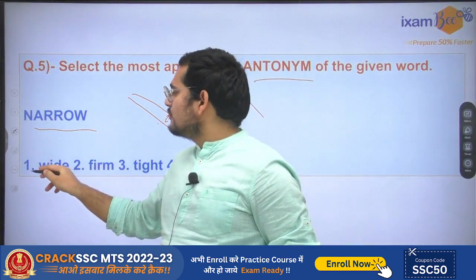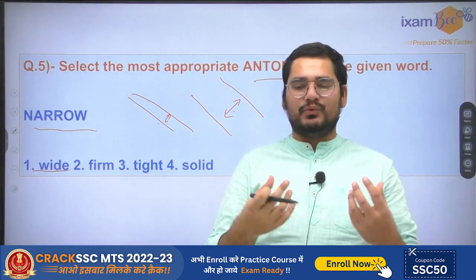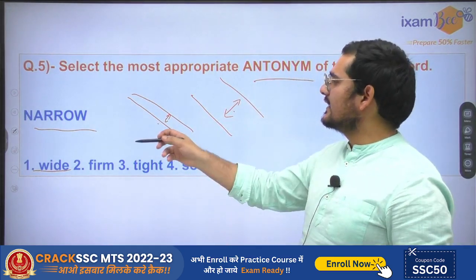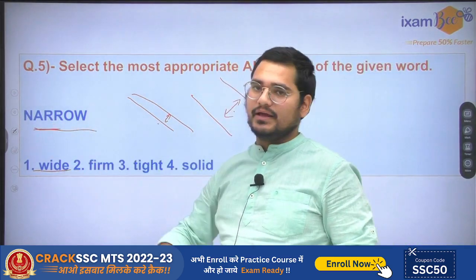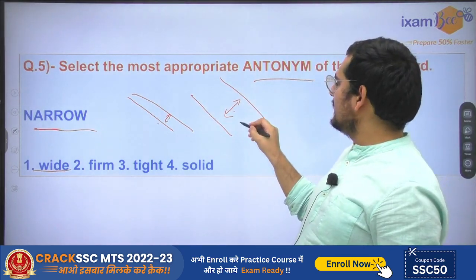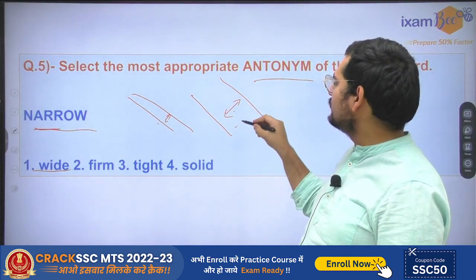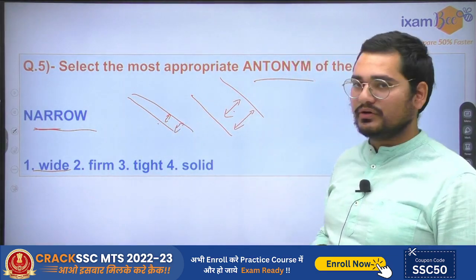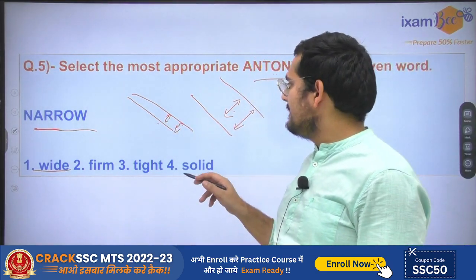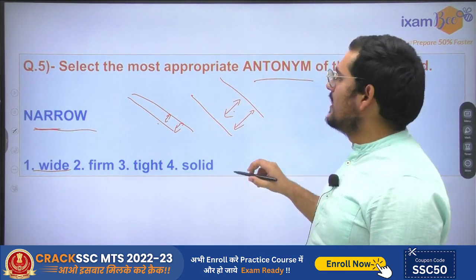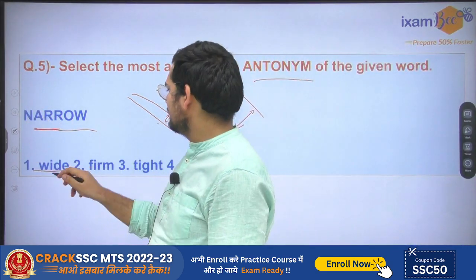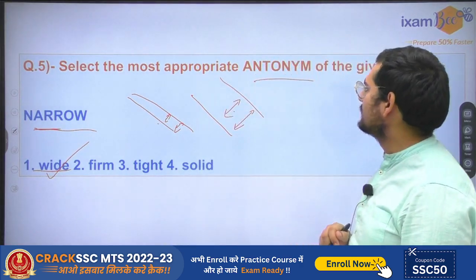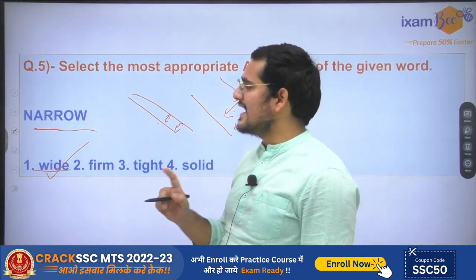So the antonym would be wide. Wide means what? Which has a lot of space, unlike the word narrow. Okay? So you can understand through this example. A wide road would be this, and a narrow path or a narrow road would be this. Now I have already told you that wide would be the antonym, the correct option here if we talk about antonyms.